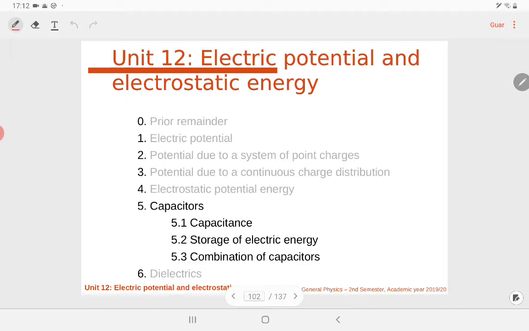I will expand this idea to a general electric field and see that the building of an electric field is in itself a way of storing energy. Then we will end this video by examining what is the equivalent capacity of a combination of capacitors.